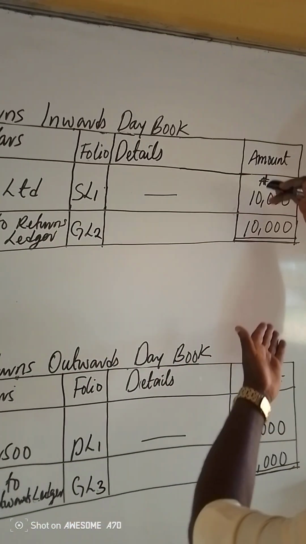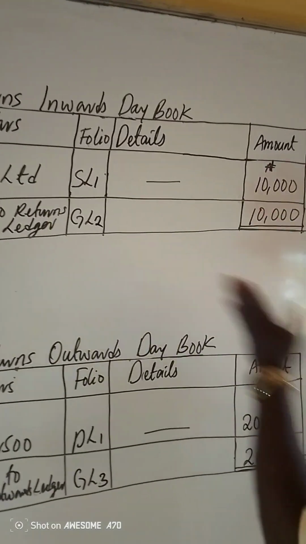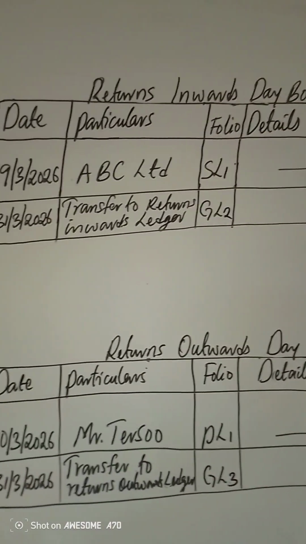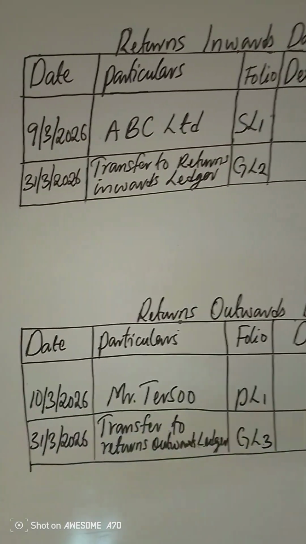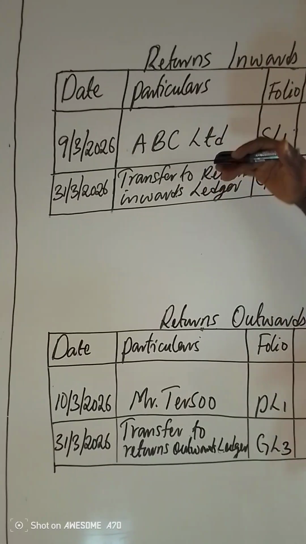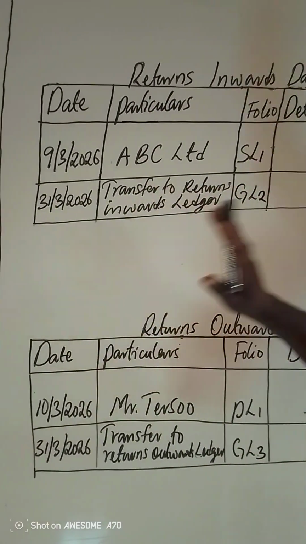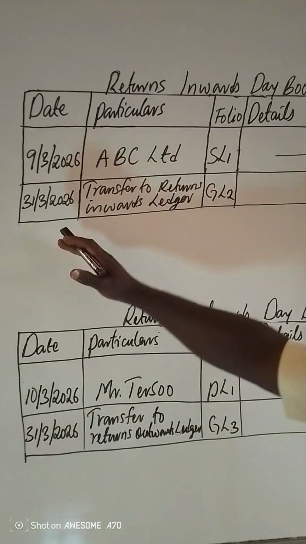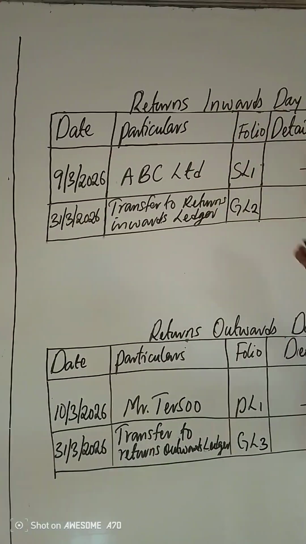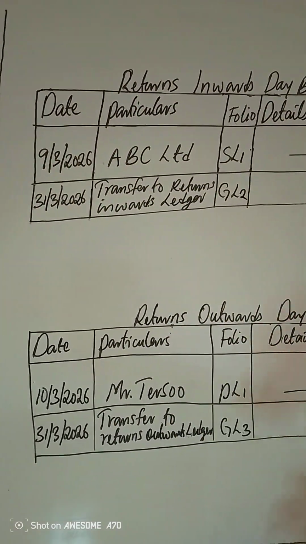At the end of the period, the total of all the returns will be put together and then transferred to what is called the return inward ledger, which falls under the general ledger. So here we just have one illustration, but there are more. Don't forget to close each of the illustrations, don't close the total, then you add all the values and take the final value at the end of the month to the returns inward ledger, which is a link between the daybook and the ledger.